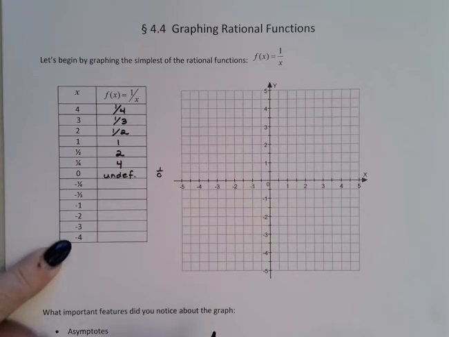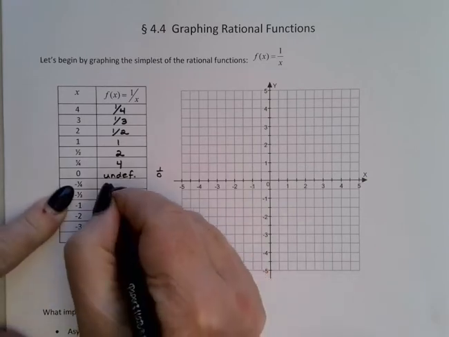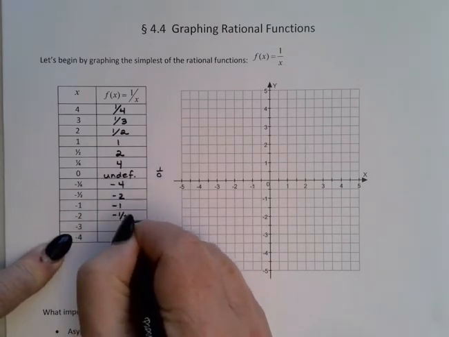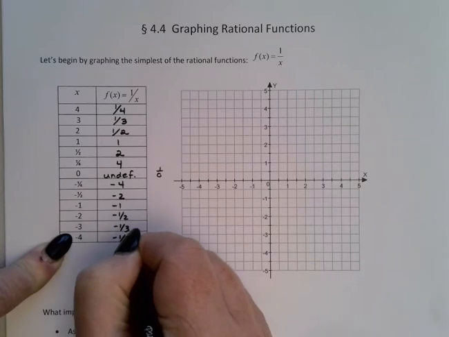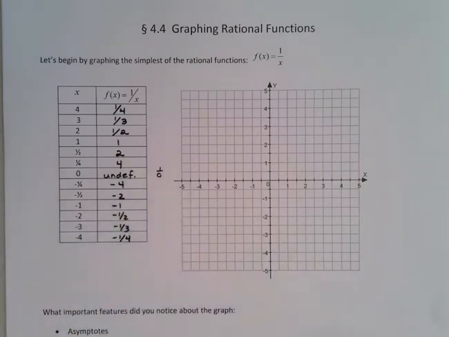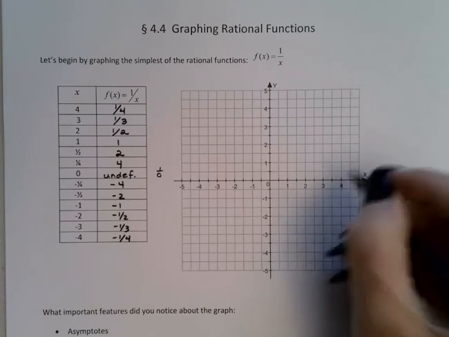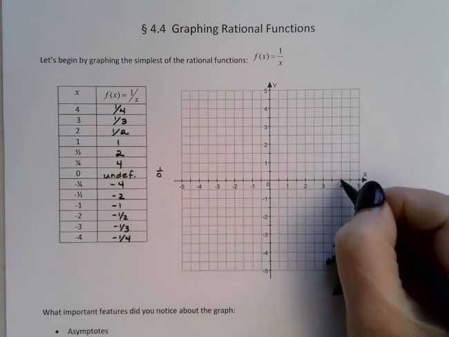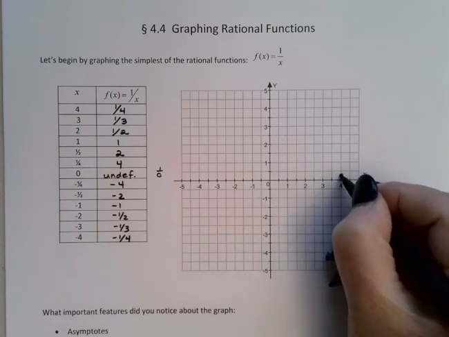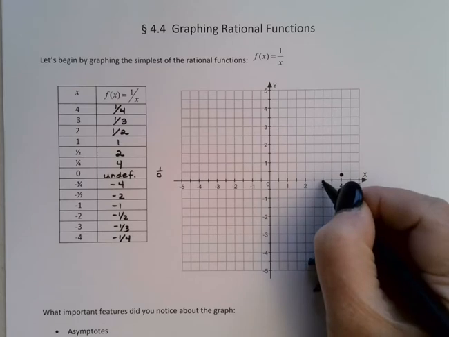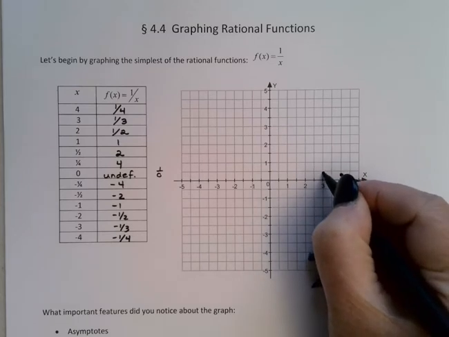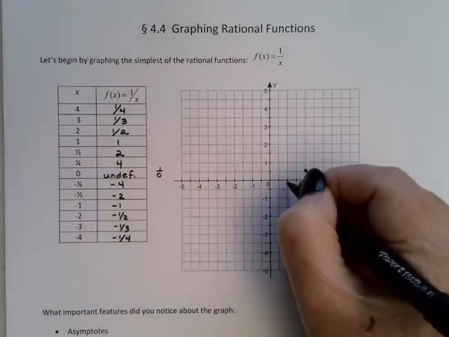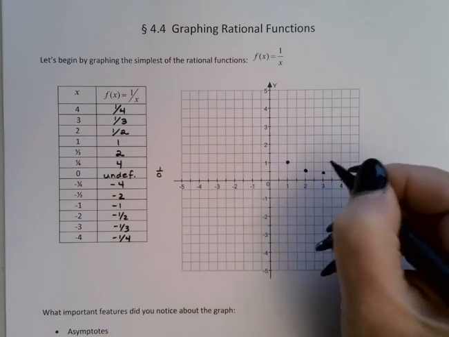Down here we have all the same inputs except negative. So we'll just get -4, -2, -1, -1/2, -1/3, and -1/4. Let's plot these points. By the way, notice the scale. Every tick mark is actually 1/2, so be careful with that. 4, 1/4, 3, 1/3, there's just a little under 1/2, 2, 1/2, 1, 1, and so on.